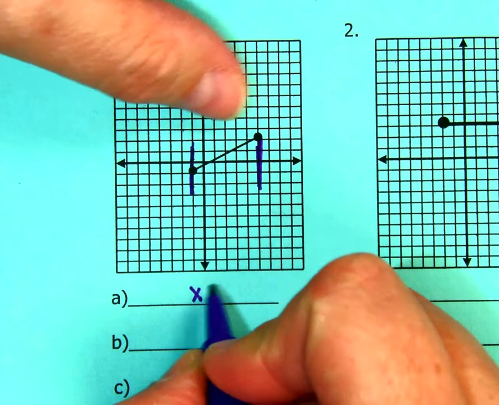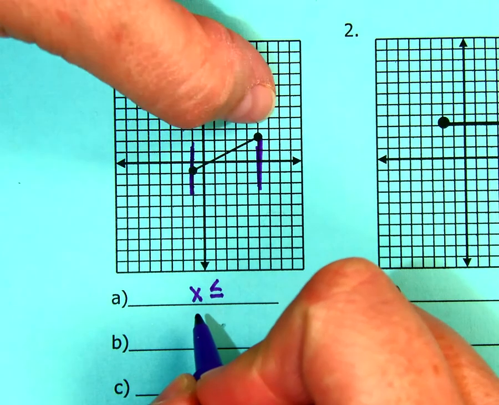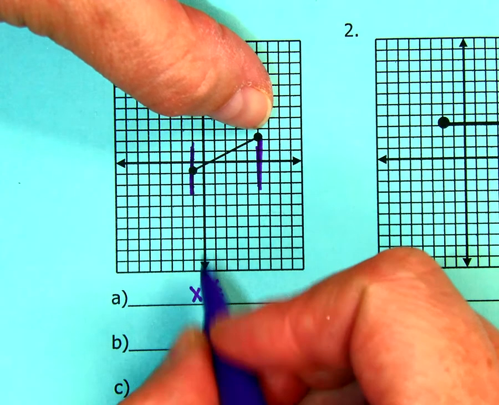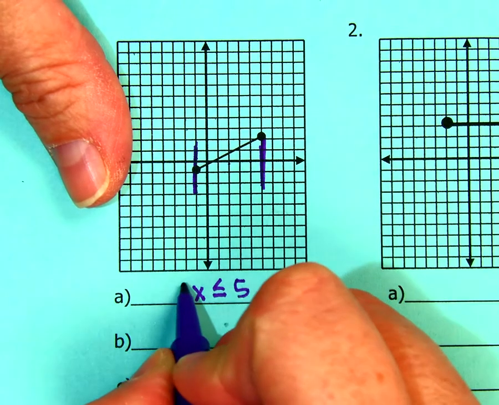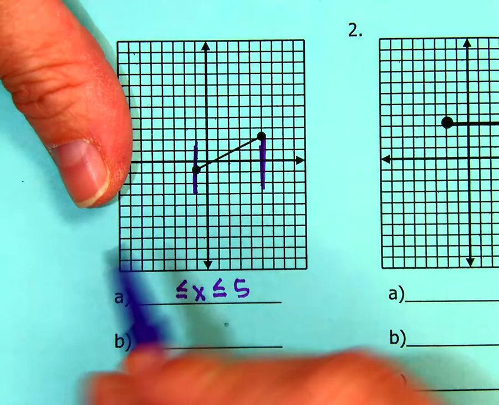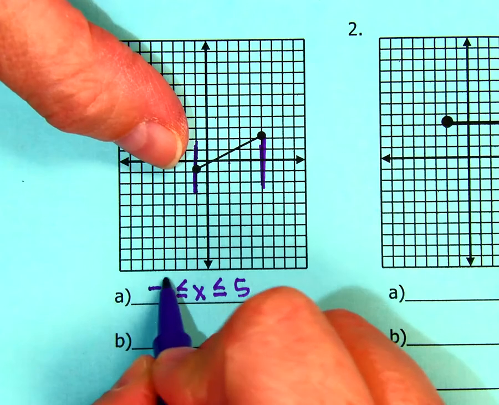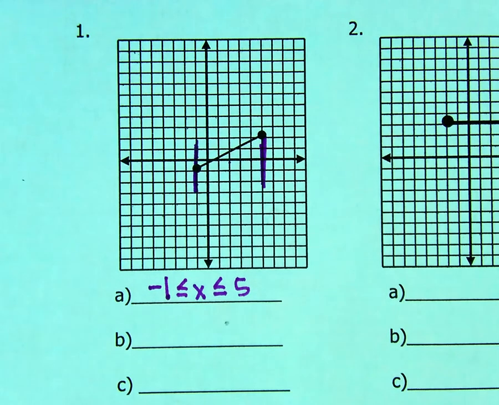So x has to be less than or equal to, because we have a closed circle here, less than or equal to 5, and it has to be greater than or equal to -1. So that's looking at the x.